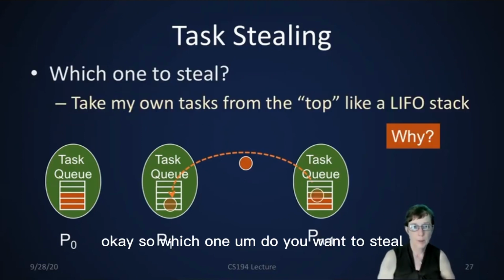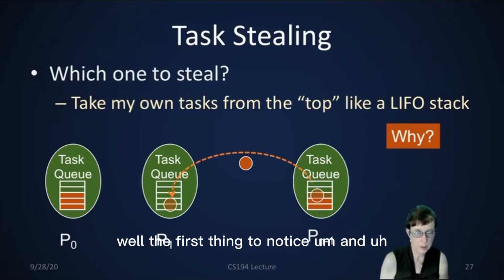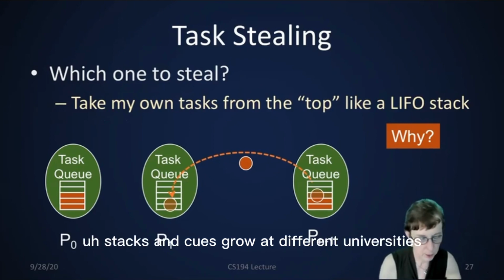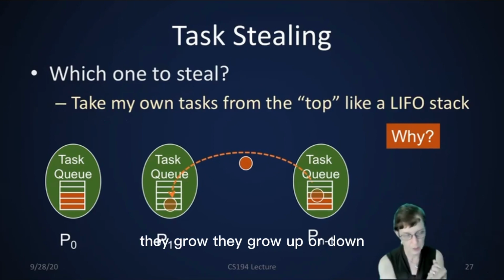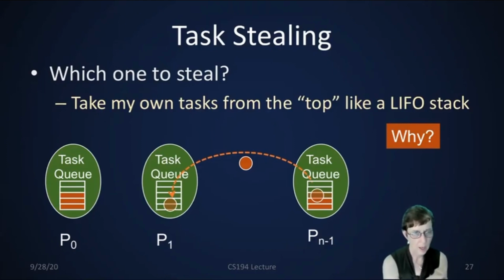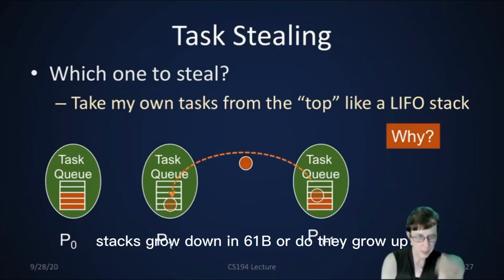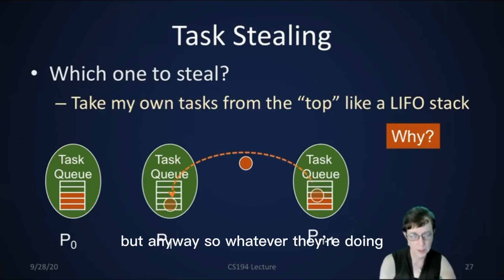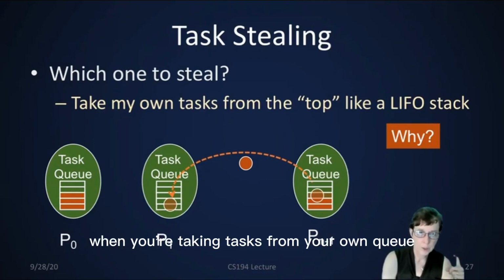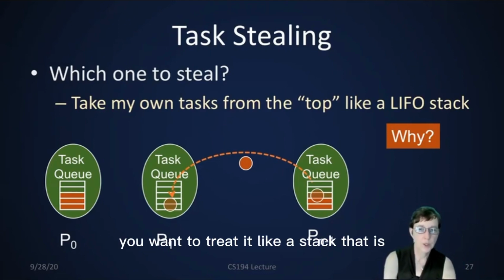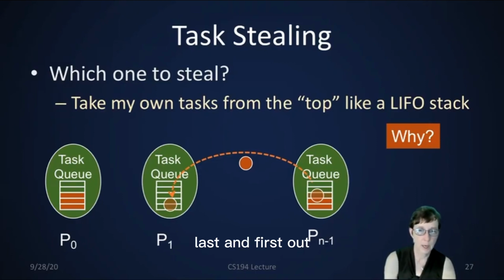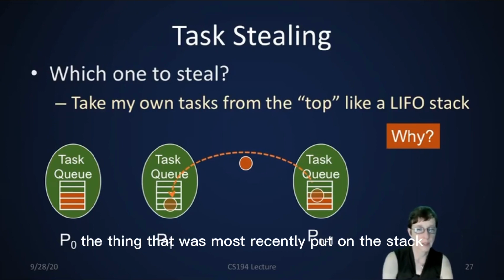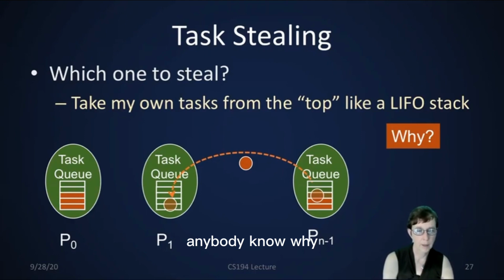Okay, so which one do you want to steal? Well, the first thing to notice, and I get a little confused here because of the way stacks and queues grow at different universities, they grow up or down. I think at Berkeley we grow our stacks down in 61B. Is that true? Do stacks grow down in 61B or do they grow up? At MIT they grew up, but anyway. Whatever they're doing, when you're taking tasks from your own queue, you want to treat it like a stack, that is, last in, first out. So you're going to take the newest thing, the thing that was most recently put on the stack, and execute that. Anybody know why?